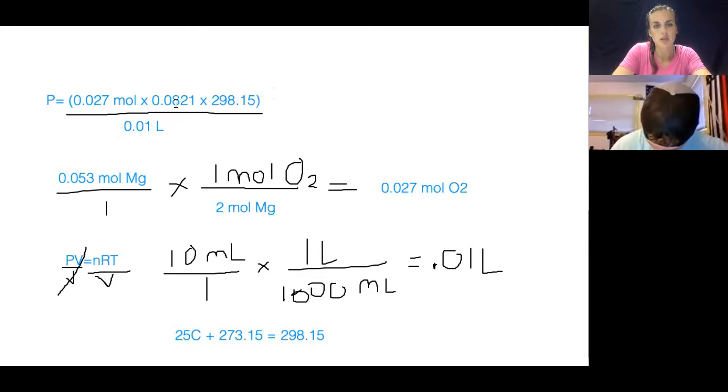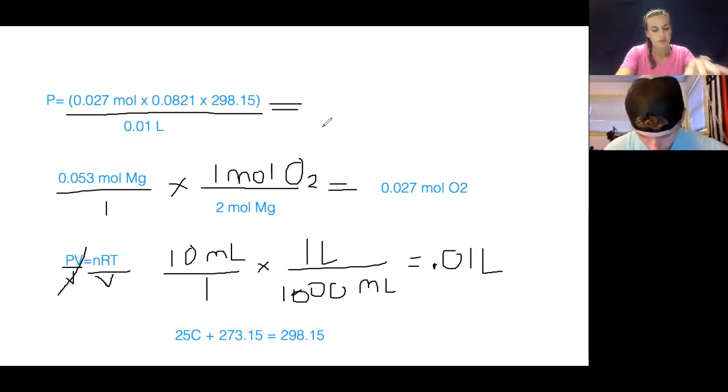If you were to figure out all your units and cancel them out, they would equal atmospheres. That would be what you're left with, of course. So that equals 66 atmospheres.